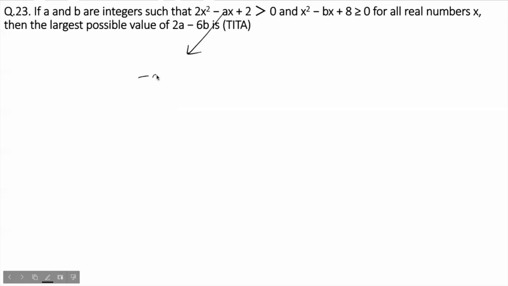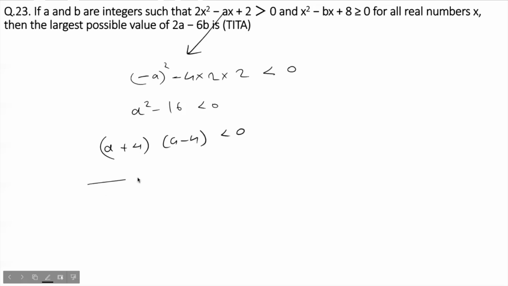So b here is −a, a here is 2 and c here is also 2. b² − 4ac is less than 0. So a² − 16 is less than 0. This will basically give me (a + 4)(a − 4) is less than 0. Now we know that for any quadratic, when the coefficient of x² is positive, the expression is less than 0 between the roots. That means a will be greater than −4 and less than +4.